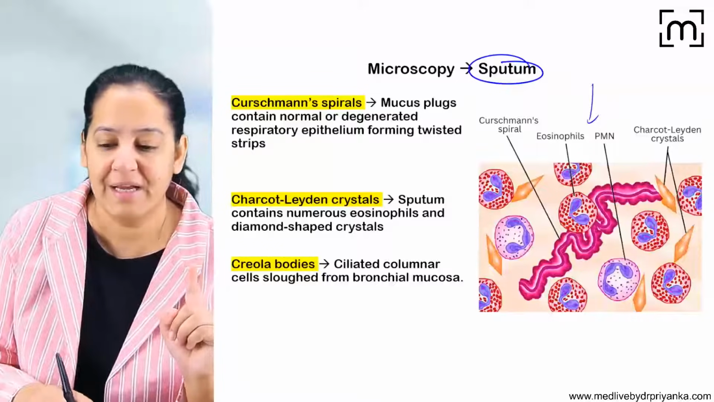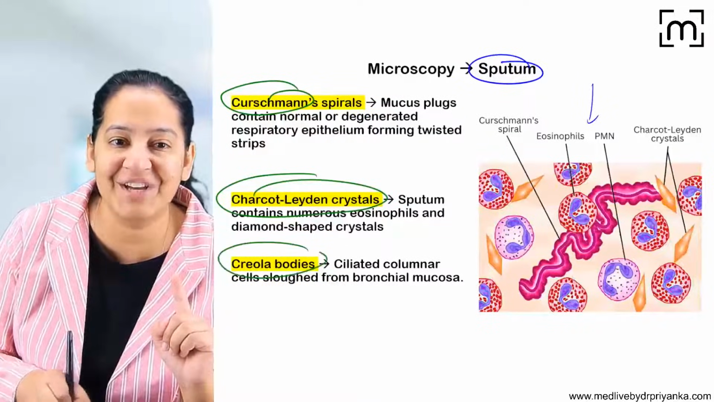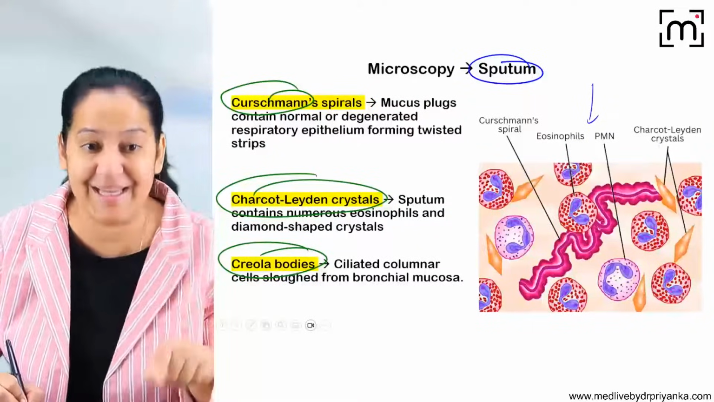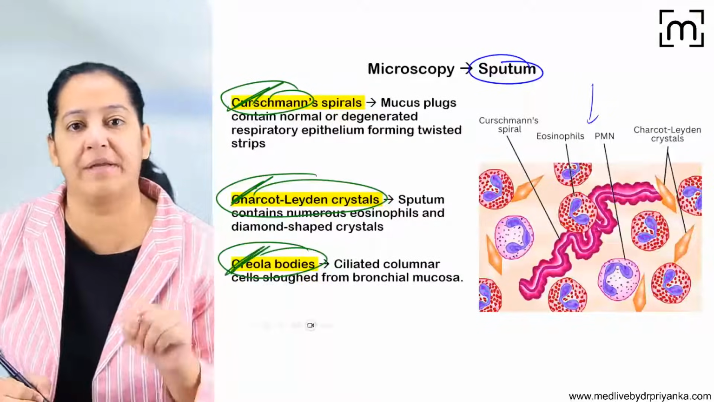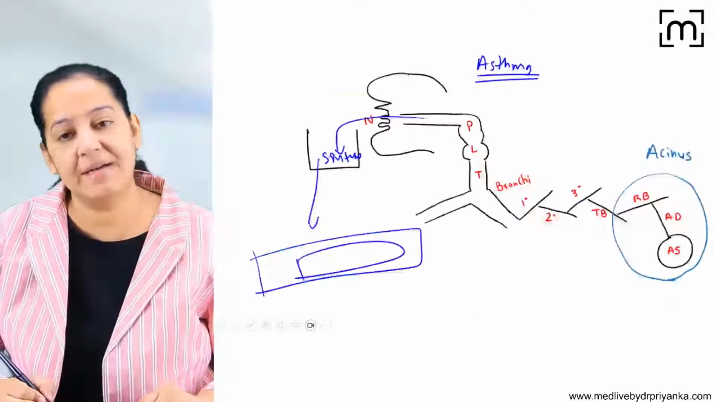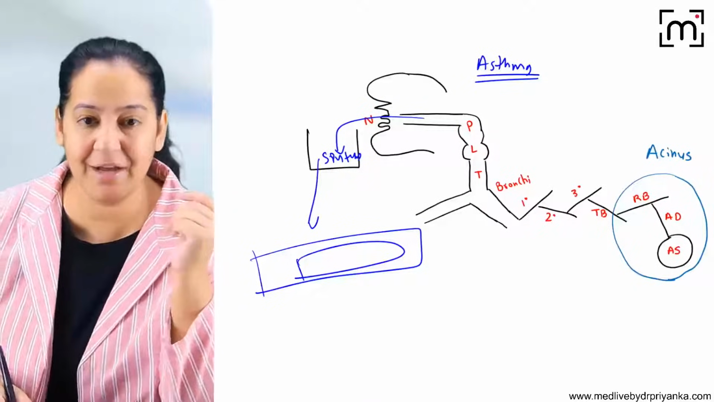What do you mean by triple C? It contains Curschmann spiral, it contains Charcot-Leyden crystal, and it contains Creola body. So that is triple C. Curschmann spiral, Charcot-Leyden crystal, and Creola bodies. That is triple C. So that is the microscopy of the sputum. What is the meaning of the three things?